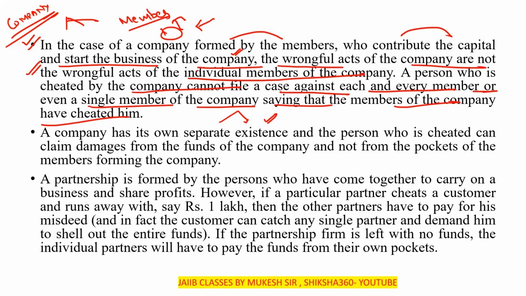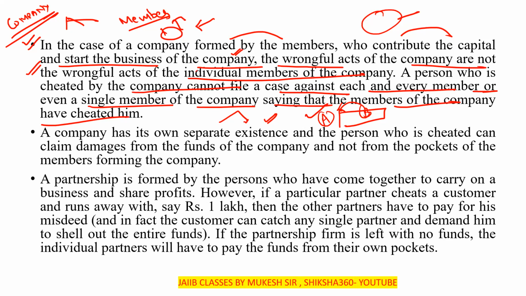Clear? Say there are two or four members in the company, but A commits fraud against B with respect to the company. Here B can claim the amount from the company. Clear? This is the meaning of that.